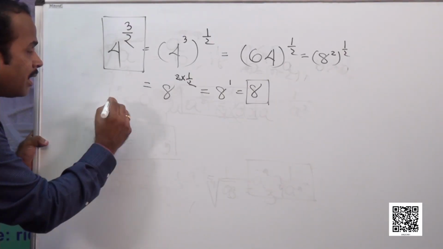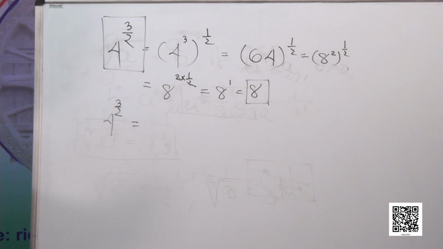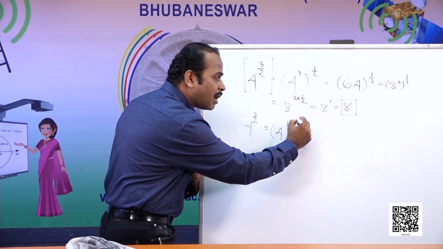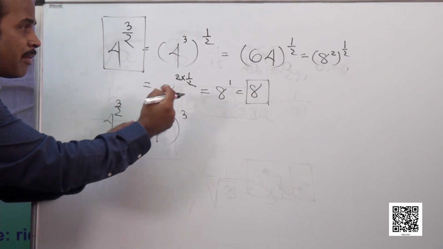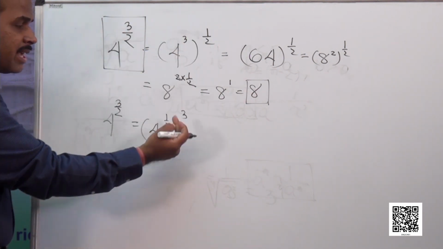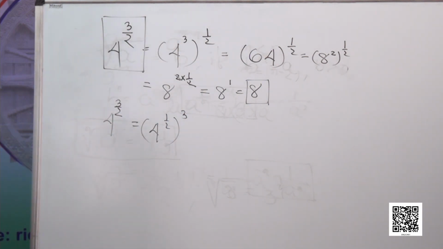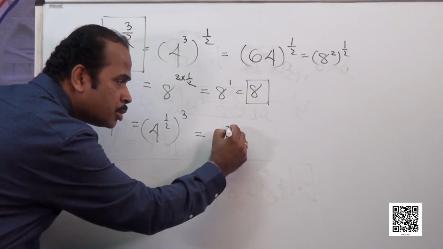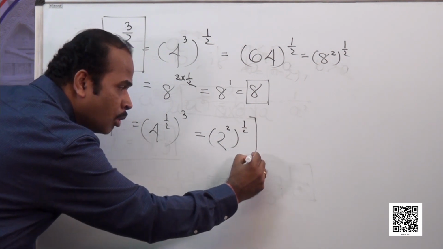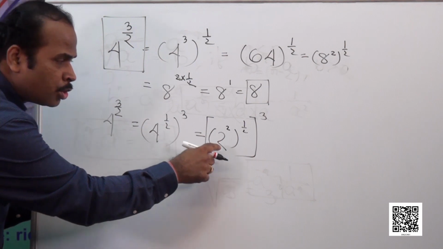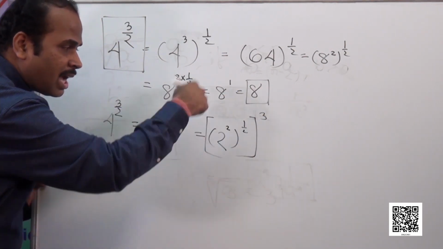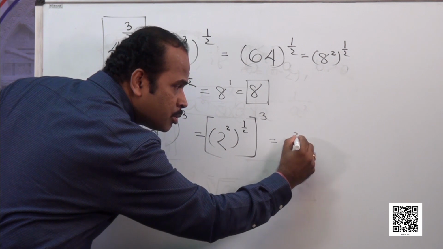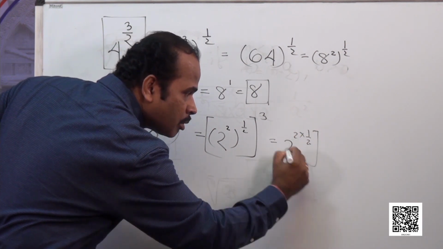For example, 4 to the power 3 by 2, I could have written in this form. Let me write it as 4 to the power 1 by 2 first, then power 3. I could have changed these powers. Instead of keeping 3 inside and 1 by 2 outside, I will keep 1 by 2 inside and 3 outside. So I will find it is 4 to the power 1 by 2. 4 can be written as 2 to the power 2 whole to the power 1 by 2 and whole to the power 3. Now this 2 to the power 2 whole to the power 1 by 2 whole to the power 3 I can write as 2 to the power 2 into 1 by 2, which will be multiplied, whole to the power 3.